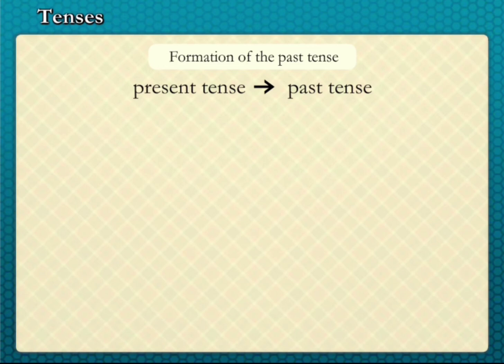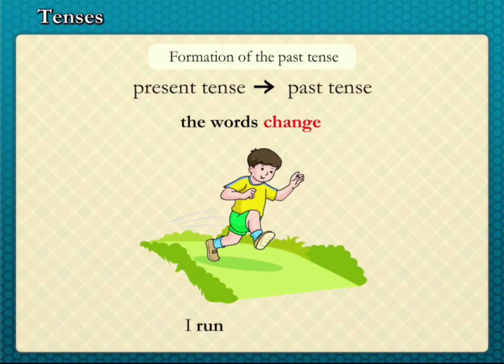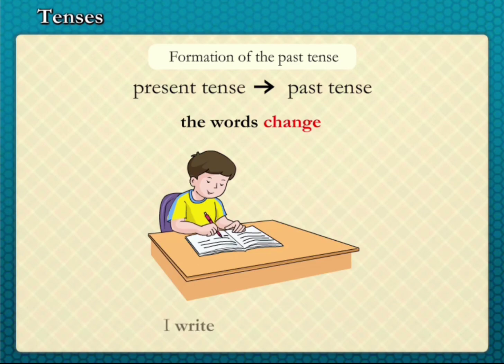But some verbs change to the past tense in a different way. When they change to the past tense, the words change altogether. For example, I drink, I drank. I run, I ran. I write, I wrote.